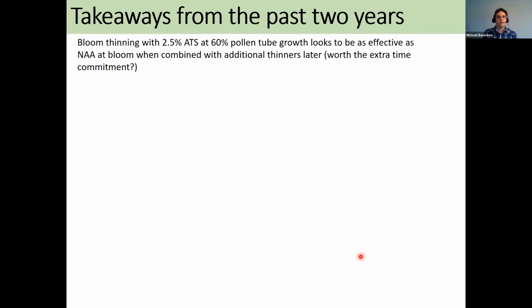So the takeaways from the past 2 years, generally, I would say bloom thinning at a 2.5% concentration timed at 60% pollen tube growth model looks to be as effective as NAA at bloom when we combine them with additional thinners later in a combined thinning program. But I do want to just point out, think about if it's worth the extra time commitment.